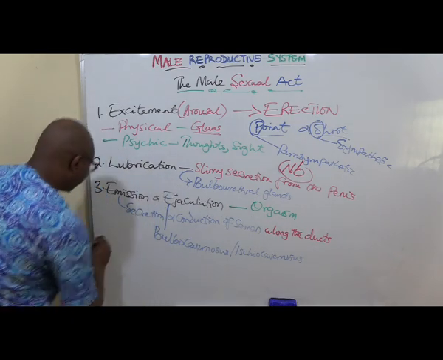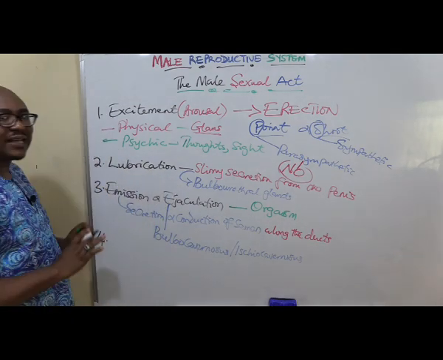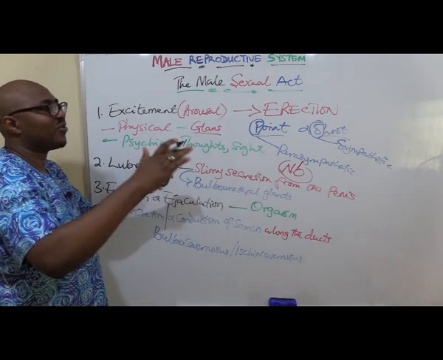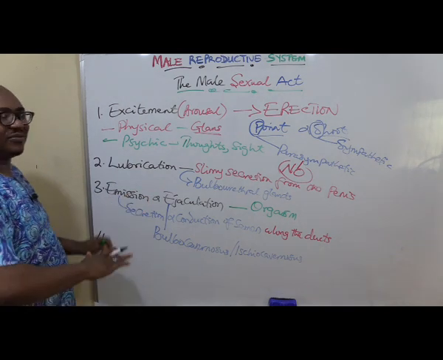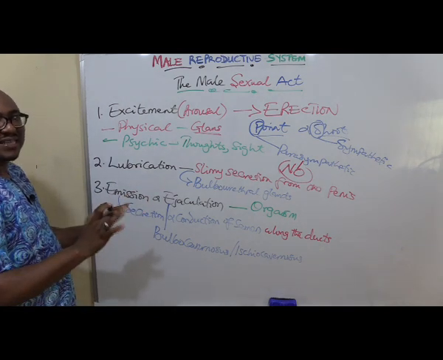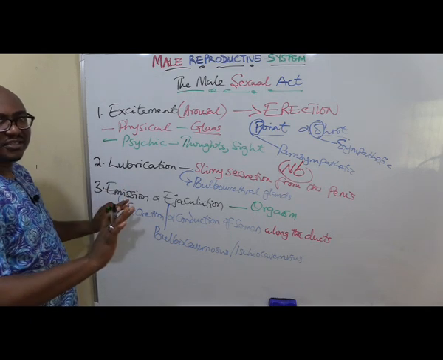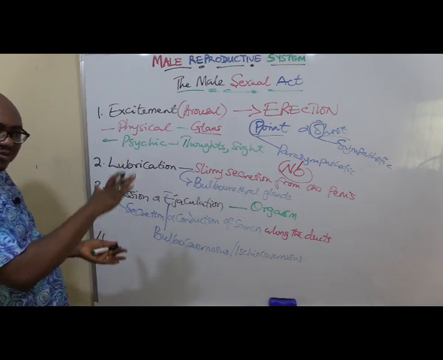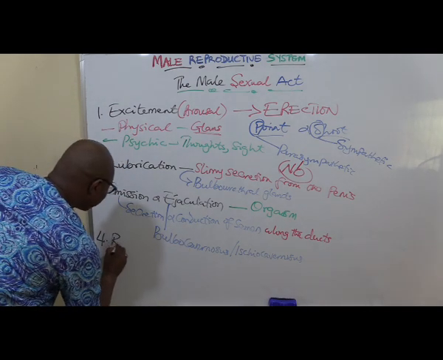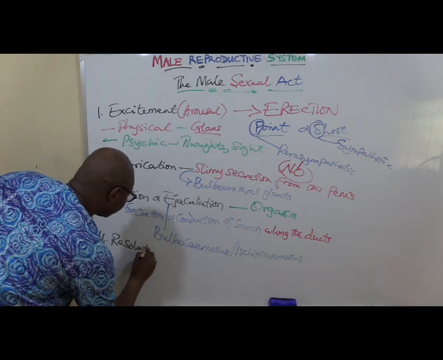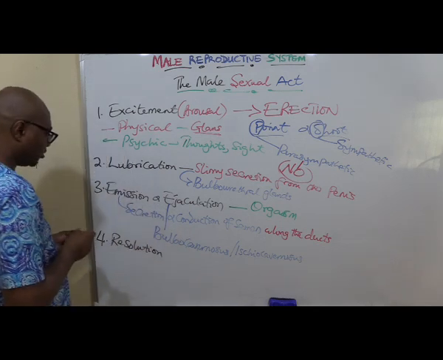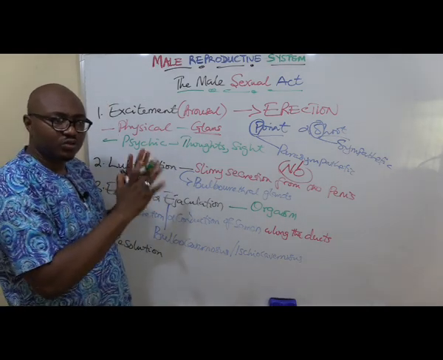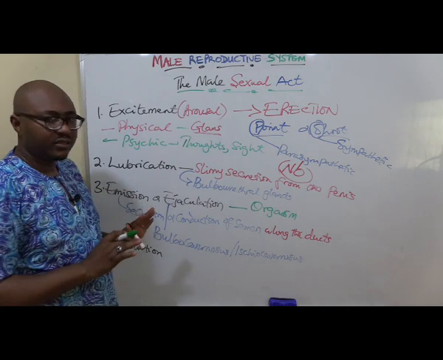Now the last stage is known as resolution, whereby you come down to your normal level, the pre-excitement stage. So the penis goes back to its normal size. It's known as the stage of resolution. It happens between 1 to 2 minutes after ejaculation.